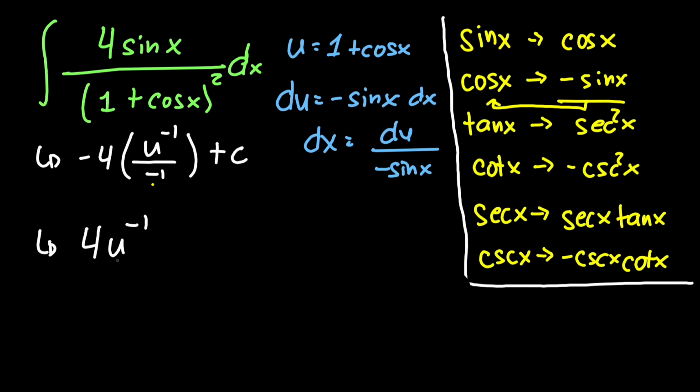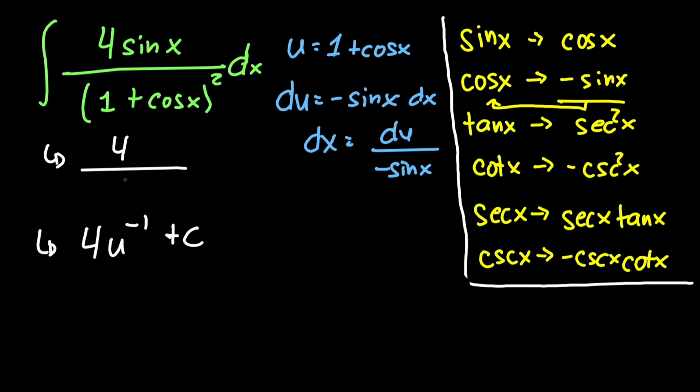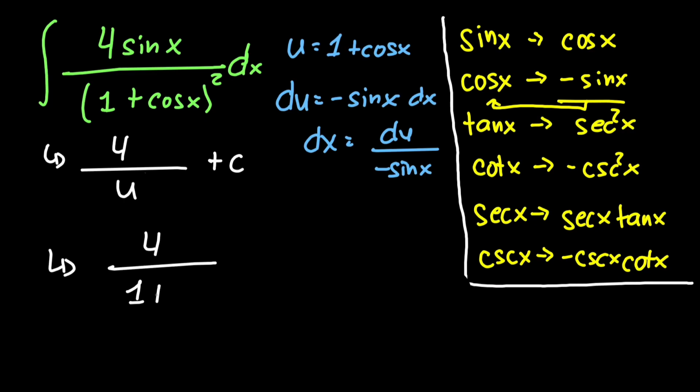And so, whenever you have a negative exponent, you can put it down on the denominator, and the sign will also change, just like what we did earlier. So this would be equal to 4 over u to the power of 1, but it is not necessary to put to the power of 1 here, plus c. And so, the final answer here would be equal to 4 over 1 plus cosine of x, plus c.